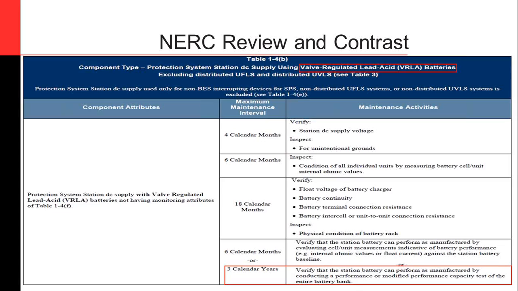Now, the valve-regulated lead acid batteries are in table 1-4B, and it's very similar, but you'll notice that there's a 4-month category, but there's also a 6-month category, unlike with the vented lead acid. So again, that all goes back to my statement that these tend to be less stable, so they're going to want you to do the cell ohmic values every 6 months, or you're going to do a capacity test every 3 calendar years versus 6 for the vented lead acid.